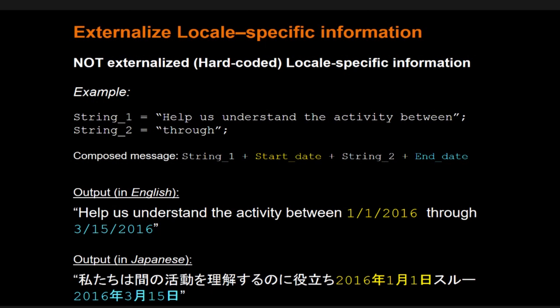So mainly you have a string 1, which helps us understand the activity between, a string 2 throw, and then you are composing the message. This composed message usually is called a concatenated message, which is giving you concatenation, which is even called fragmentation, a typical problem you can have if the locale specific information is hard-coded.